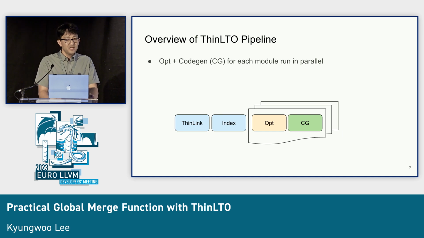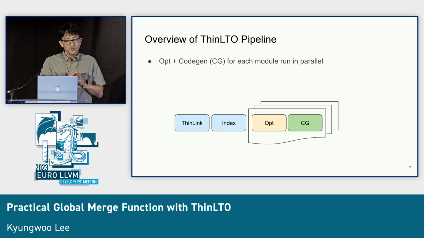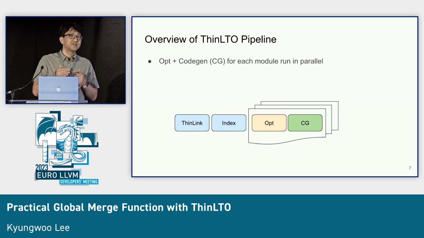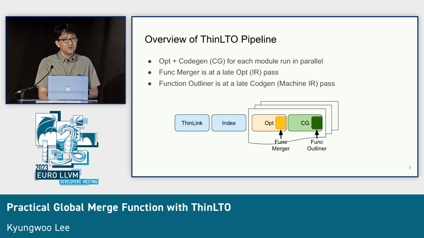However, the main build pipeline happens in opt and codegen, which run in parallel. The function merger is located at the end of the IR passes. The function outliner, basically the machine outliner, is at the end of the codegen path. Finally, the linker stitches these together into the final binary.